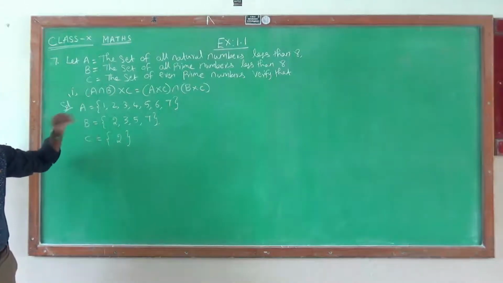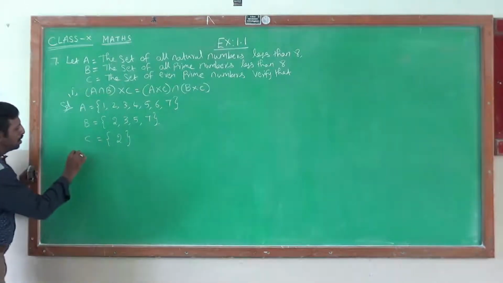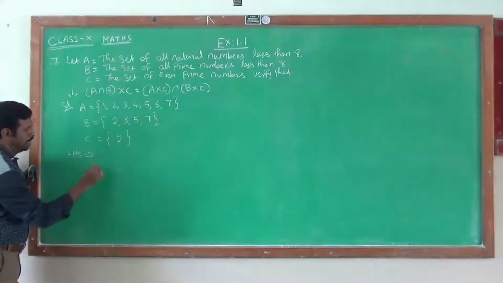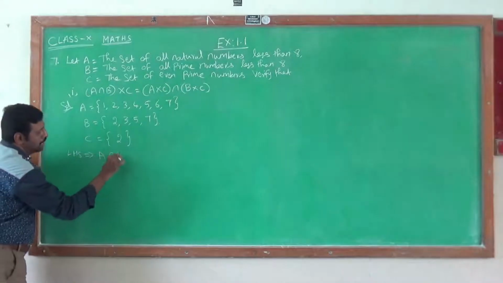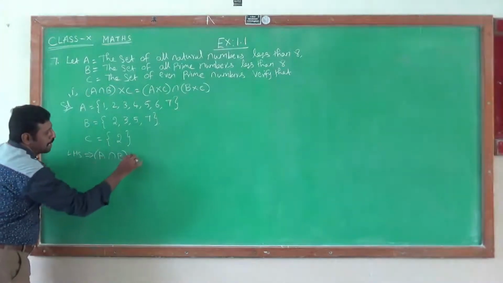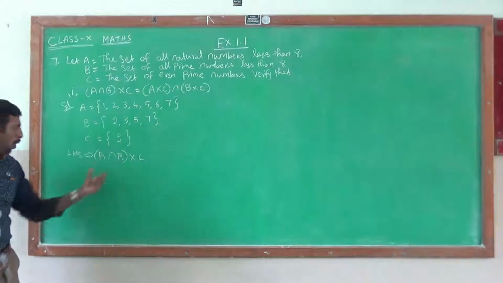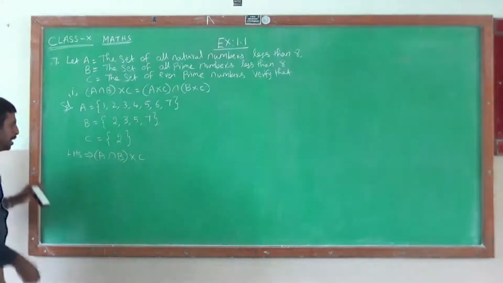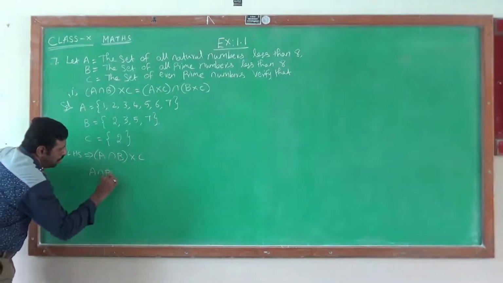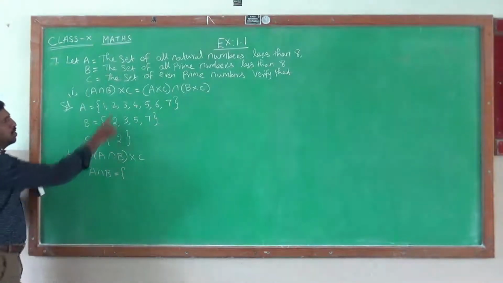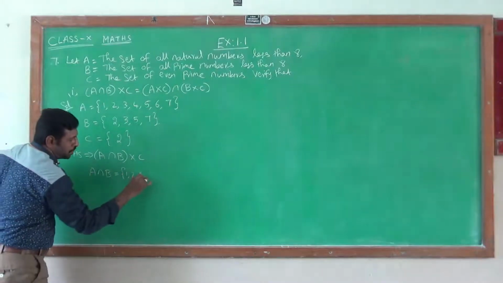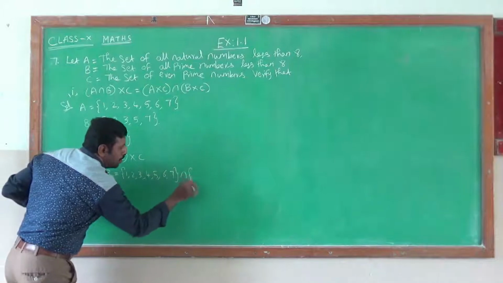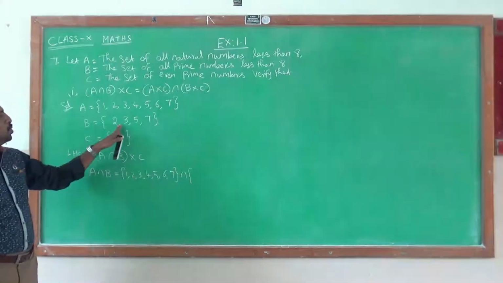Now we go to Roman number 1. In the LHS, we have to find (A ∩ B) × C. First, we want to find what is inside the bracket, that is A ∩ B. Right? The set A is 1 to 7, right? Intersection with the set B, which is 2, 3, 5, 7.